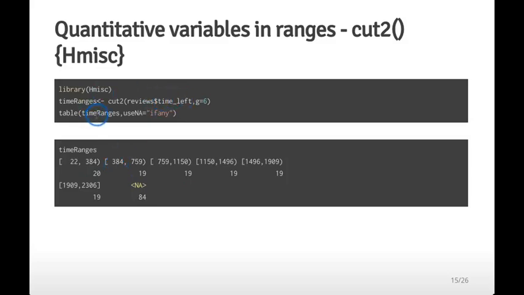So if we make a table of this new cut up variable, we see that there's about 20 instances in each of the different categories of this new cut up variable.